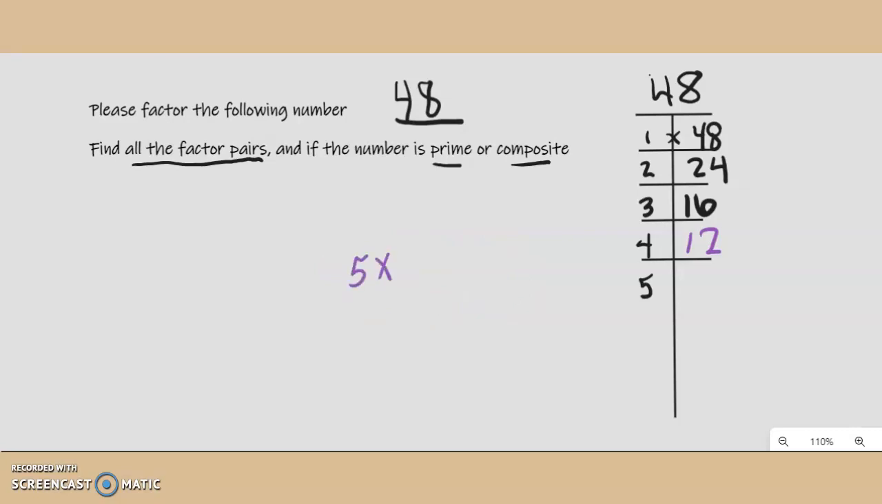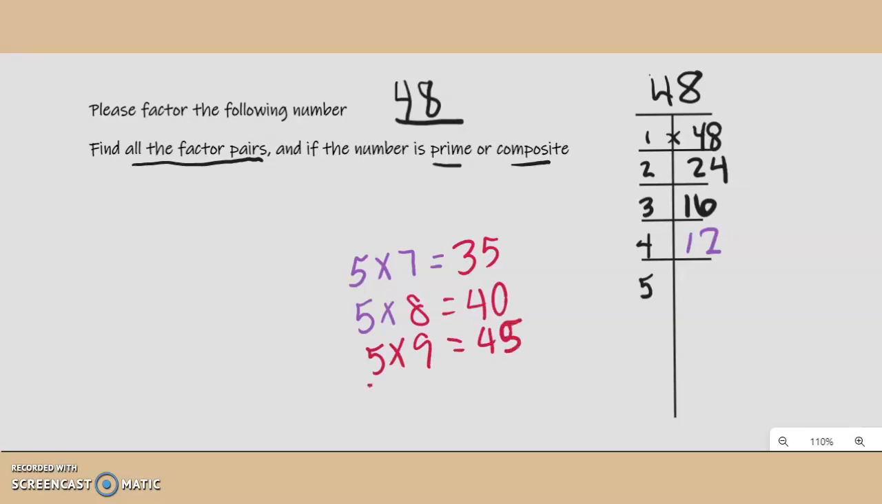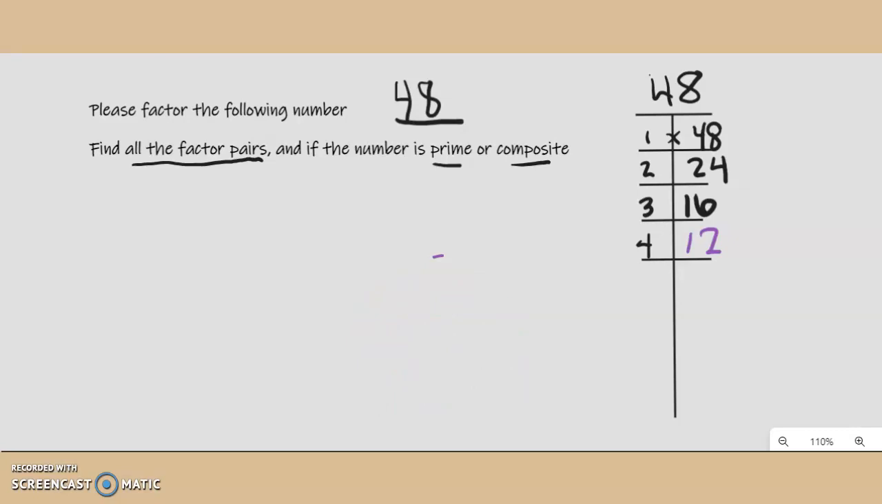Okay, now looking at 5. Wrong. Wow. That's wrong. 5 times 7 is 35. 5 times 8 is 40. 5 times 9 equals 45. 5 times 10 is 50. So 5 won't work. So 5 doesn't work, so I'm going to erase all of that. 5 does not work. 6, let's see if 6 works.